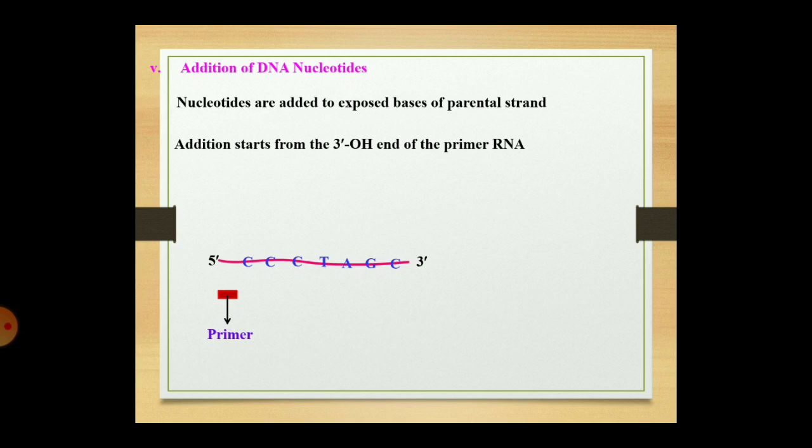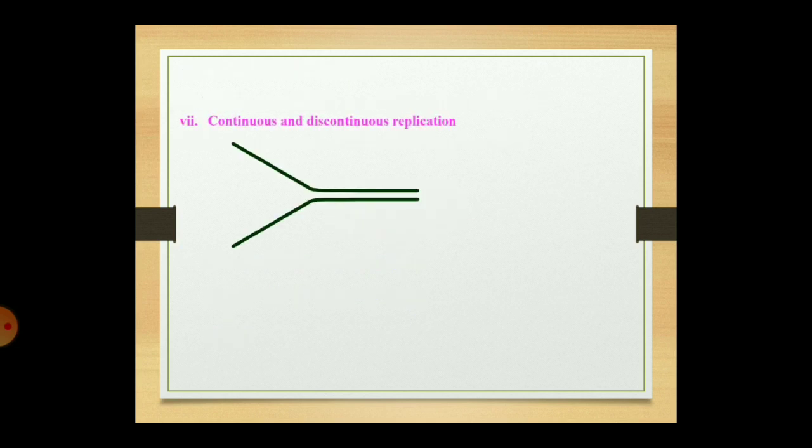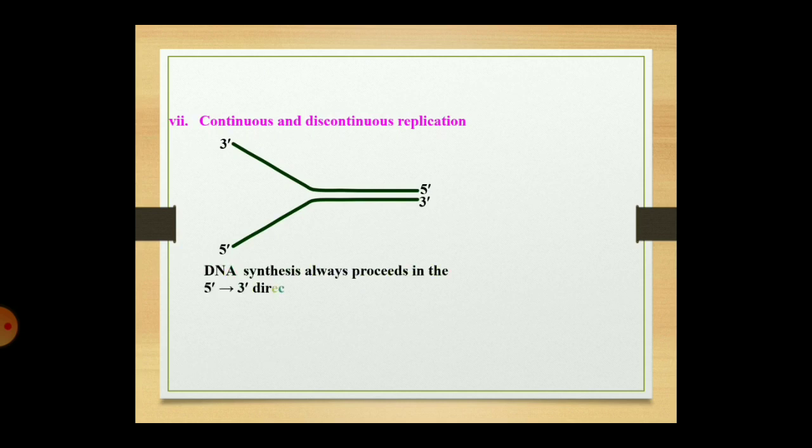So this is a short segment of RNA, and at one end it has a free hydroxyl group. So immediately it starts in the 5 prime to 3 prime direction, and that takes place with the help of the DNA polymerase enzyme. Look here: two separated strands, one runs in the 5 prime to 3 prime direction, the other runs in the 3 prime to 5 prime direction. I told you replication always proceeds in the 5 prime to 3 prime direction.